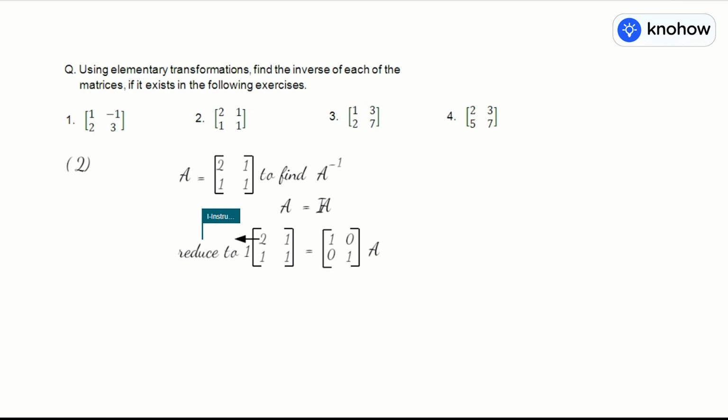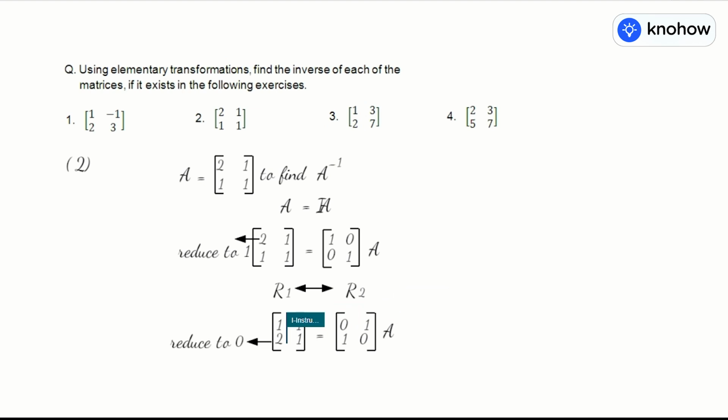Now there are two ways: either I multiply R1 by half, or you interchange. If you interchange R1 and R2, automatically the first element in R2 being 1 will come at the required place. So interchange R1 and R2. You get [1, 1; 2, 1], and do the same on the right hand side. You get [0, 1; 1, 0] times A. Now what is the second step? You want to reduce this 2 to 0, and it can easily be done if you replace R2 by R2 minus 2 times R1.